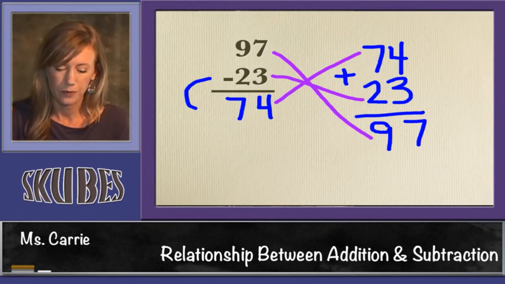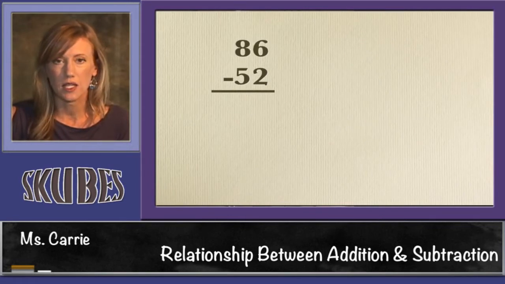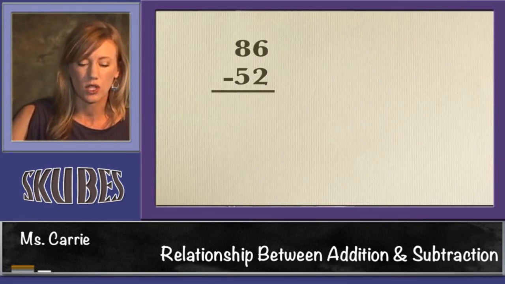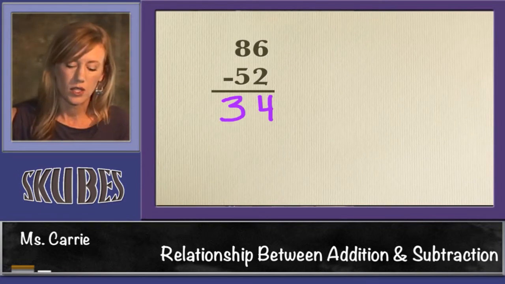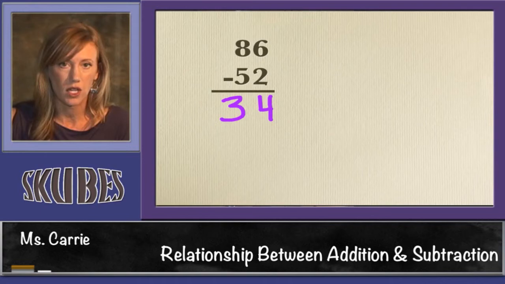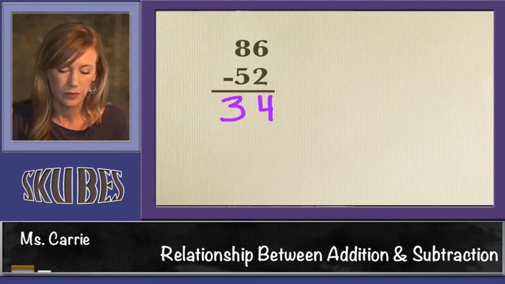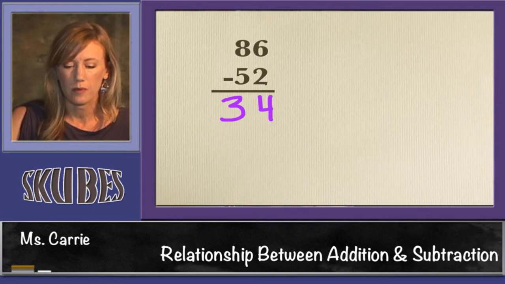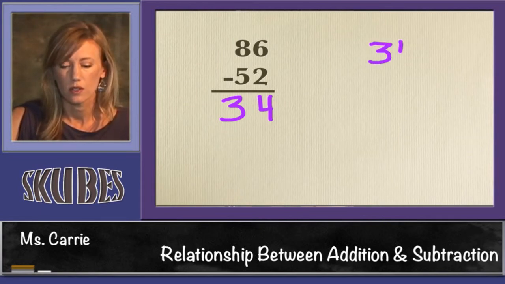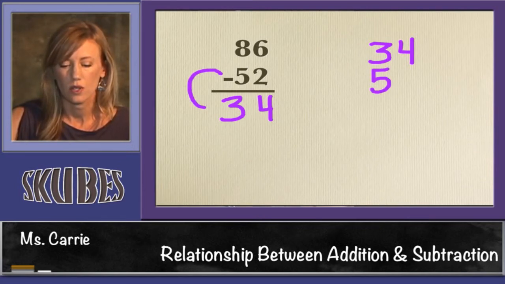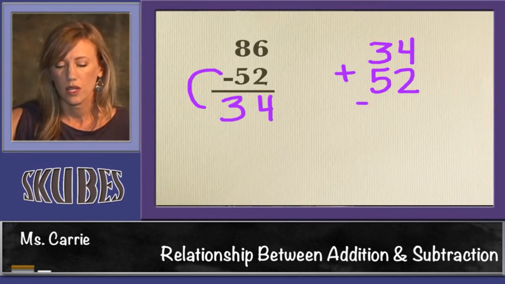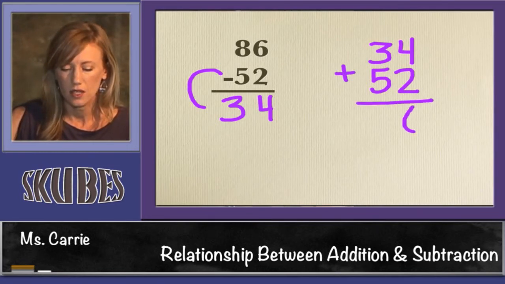Let's try another one. Let's do 86 minus 52. Well, 6 minus 2 is 4, and 8 minus 5 is 3. That was our subtraction problem. Let's go to addition and see if it has the same relationship and they're in the same fact family. So we start with the bottom number, which was 34. And we're going to add this number here, 52, and see what we get. We know that 4 plus 2 is 6, and 3 plus 5 is 8.